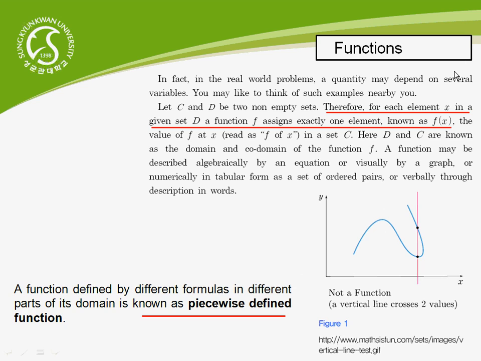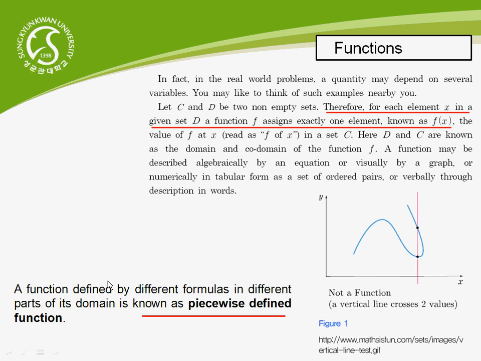Okay, now function. You know the meaning of function. A function is a mapping which has such a condition: for each element x in a given set D, a function f assigns exactly one element known as f of x. For one x value, the f of x should have exactly 1, not 2. So this is not an example of a function, because for a given x value, it has 2 points. So this is not a function. Okay, you know it well.